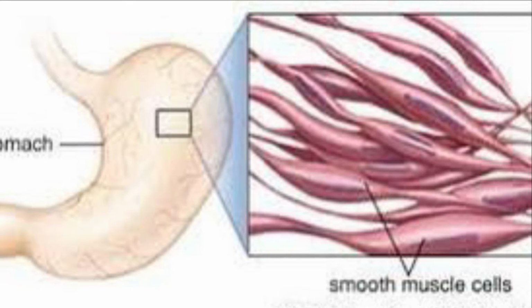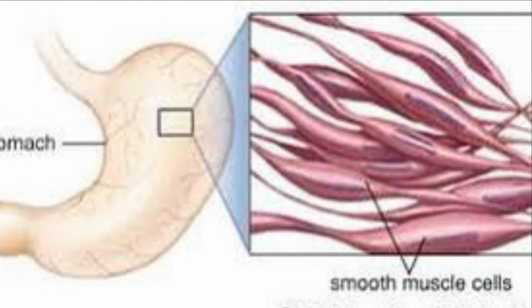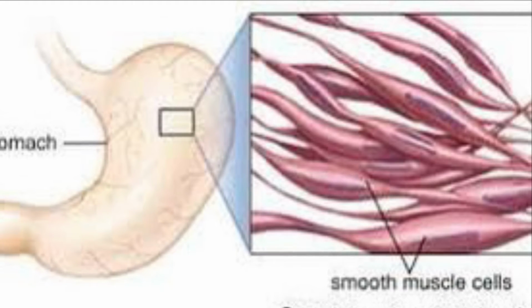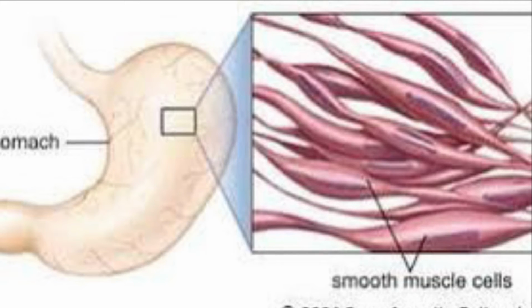There is also smooth muscle found in your eyes. It allows for the constriction of the pupil, which also allows more light in the cornea when it is dark and less when there is light.